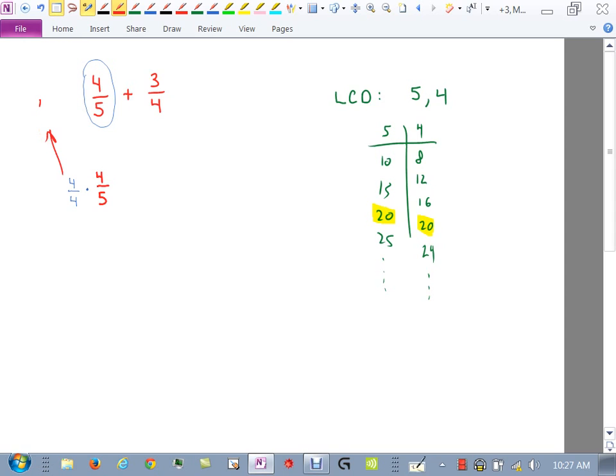So this is really just a 1. 1 times anything is itself. So I'm not changing the integrity of what 4 fifths is. I'm just writing it as a different type of fraction. It's actually 16 over 20, isn't it?